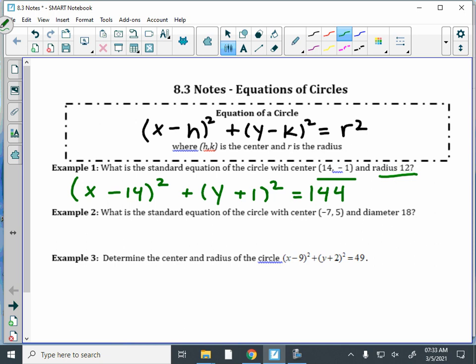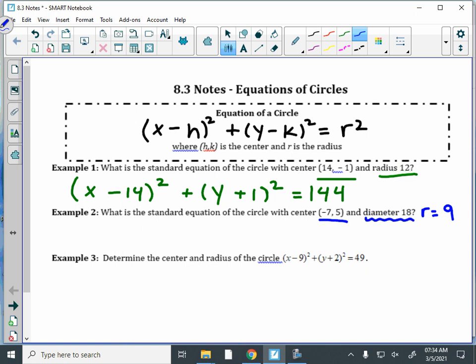So let's try the next example. It says the center is at negative 7, 5, but they gave us the diameter. They didn't give us the radius. We have to know what the radius is. So if they gave us a diameter of 18, what do we know about the relationship between a diameter and a radius? Very good. The radius is half of the diameter, so half of 18 is 9. So the radius is actually 9. So make sure you pay attention to that wording.